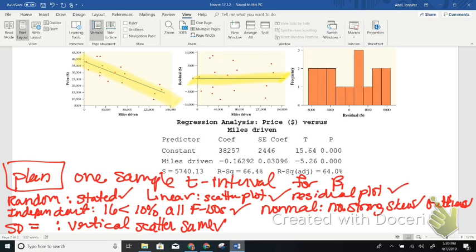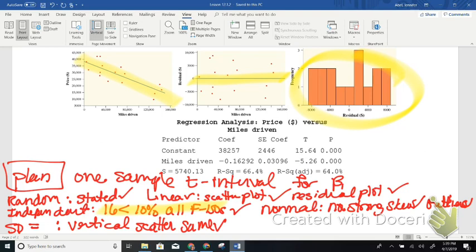The I stands for independent, and although we were drawing these without replacement, it's reasonable to believe that 16 F-150s is less than 10% of all used F-150s, so we'll consider that one met as well. N, we want the residuals to be normal, so we look at the histogram here of the residuals, and we don't see a strong skew or any outliers, so we'll assume that normal distribution of the residuals is met.